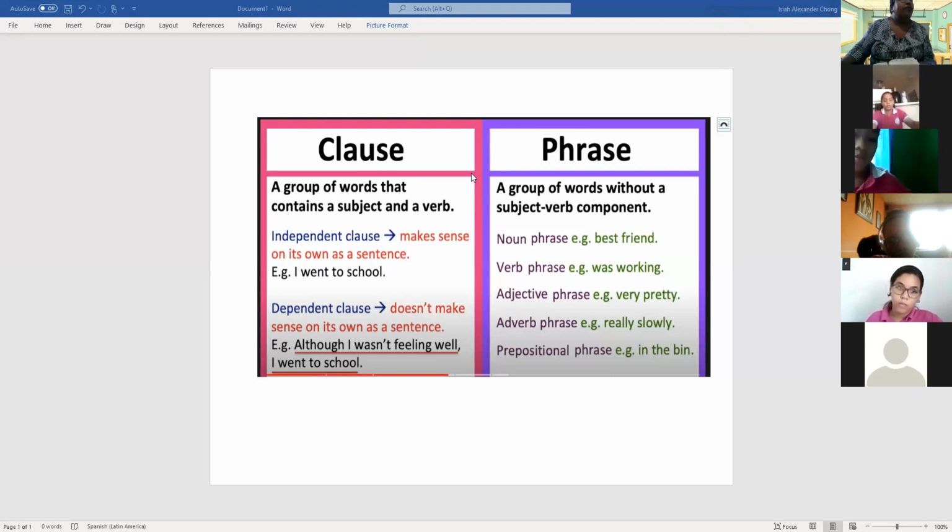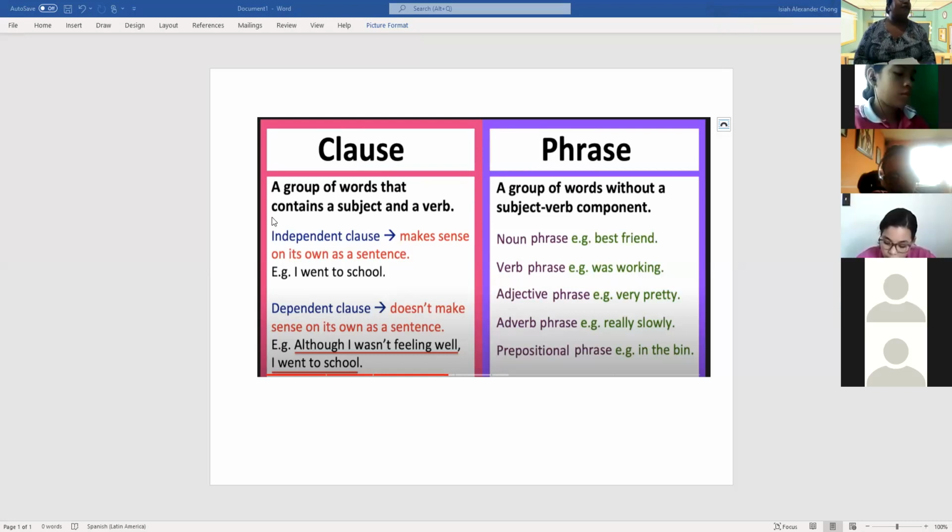Okay, so here we can show the difference between a clause and a phrase. What about a clause? A clause is a group of words that contains a subject and a verb, okay? We have two types of clause: the independent clause, that makes sense on its own as a sentence, for example, I went to school. And we have the dependent clause, that doesn't make sense on its own as a sentence, for example, although I wasn't feeling well, I went to school.